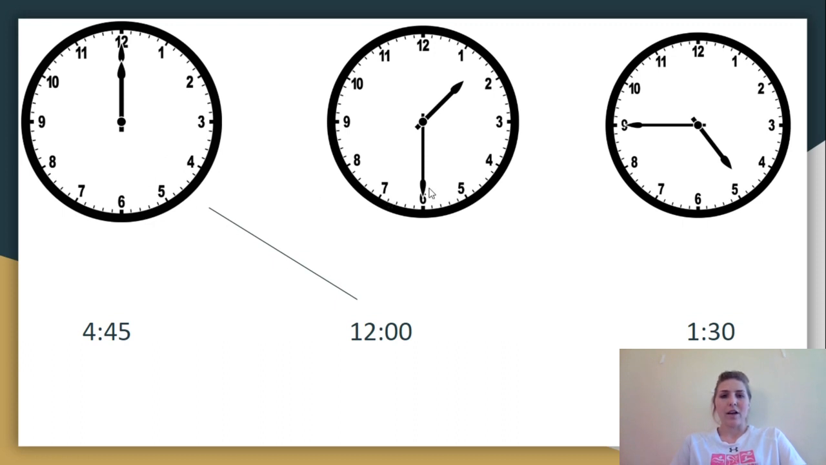Awesome. All right, try to figure out this one. Look at where my hour hand is pointing. Hasn't made it to the 2 yet. And then look at where my minute hand is pointing. It is pointing straight down at the 6, so we would count 5, 10, 15, 20, 25, 30. This one is 1:30.